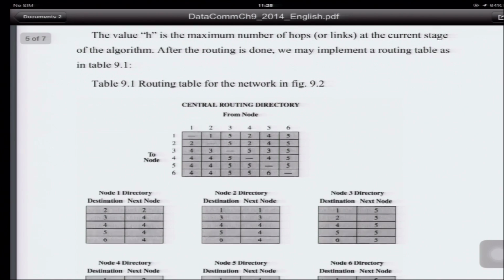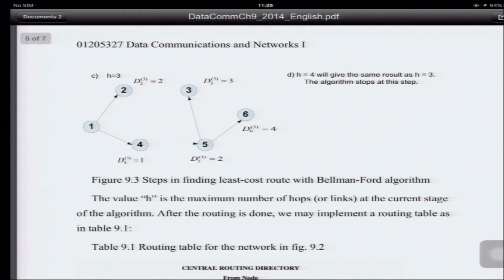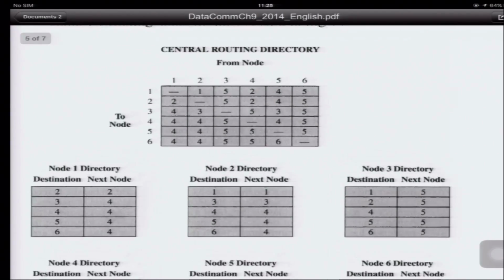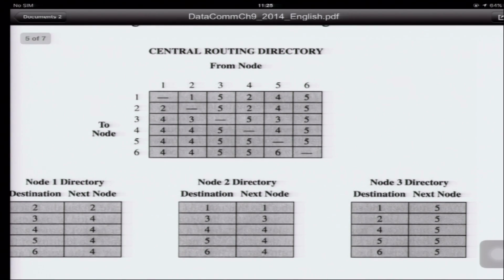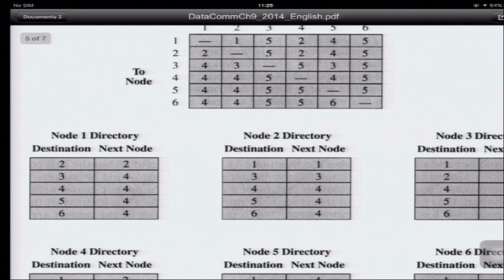Then you make the routing table. When you go to 2, you go to 2 directly. When you go to 5, you go to 4 first, and then to 5, something like this. So you can have the central routing directory, and you can have the node directory, the table inside of the node.